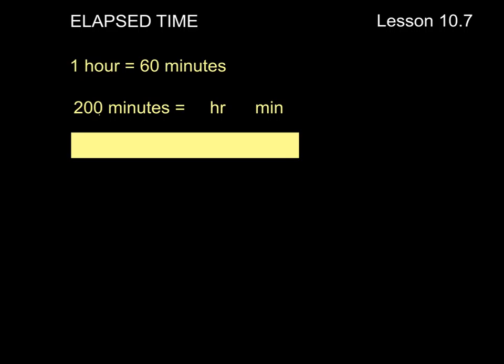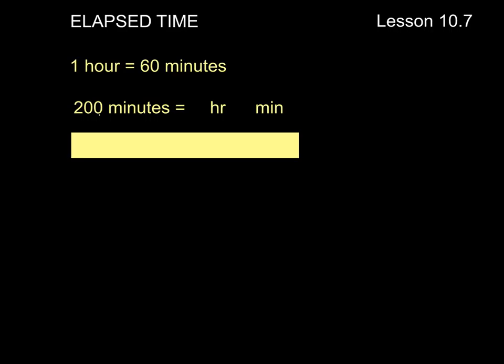Welcome to Lesson 10.7, Elapsed Time. Our essential question for today is, how can we make conversions involving time and add and subtract time on an analog clock?